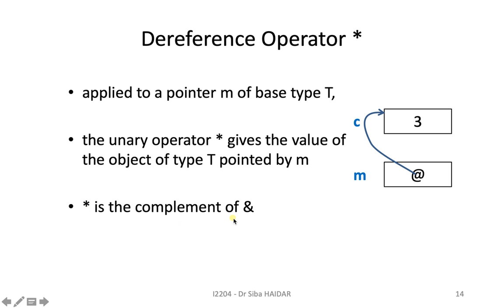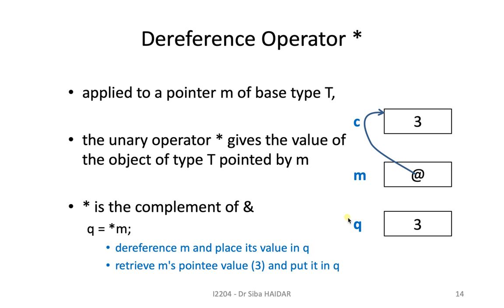Asterisk is the complement of ampersand. If you write q equal dereference m, we read q equal asterisk m, and we operate as follows in order to execute. We have a variable q in which we will copy the value of the pointee of m. We read dereference m and place its value in q. We can also say: retrieve m's pointee value, which is 3, and put it in q.